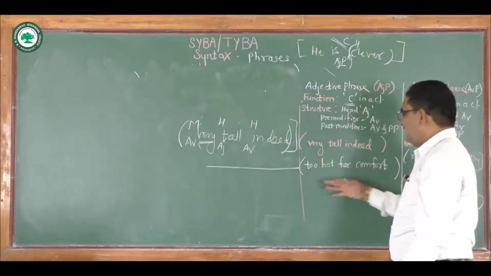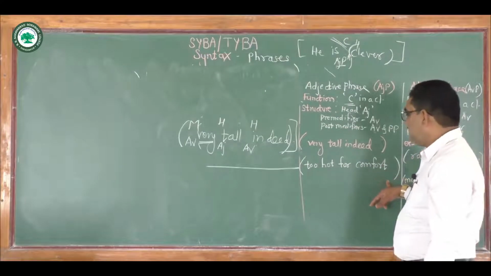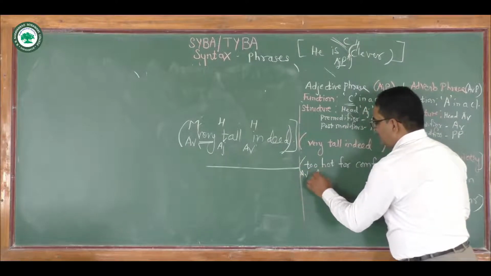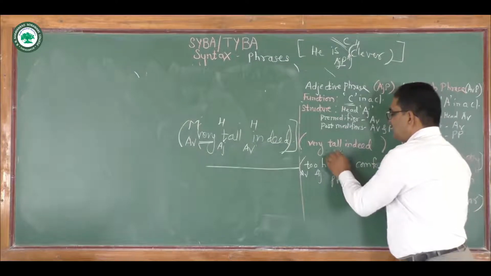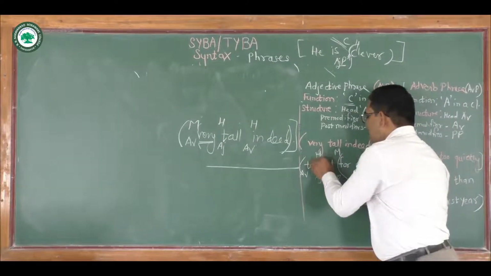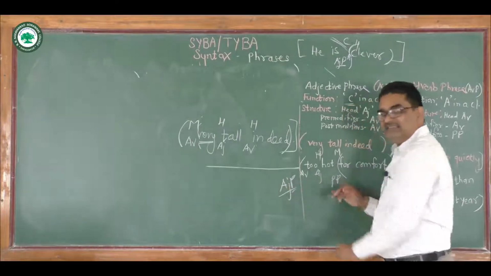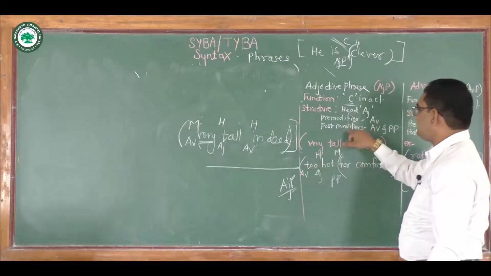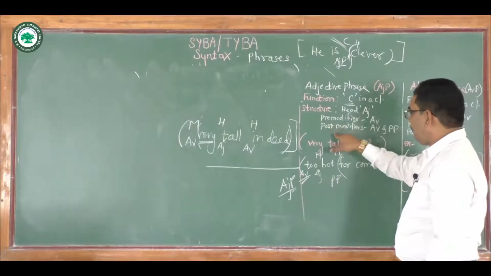Likewise, this second example, too hot for comfort. Here, too is an adverb. Hot is an adjective. For comfort is what? This is a prepositional phrase. What does it function as? It functions as a post modifier. What is the head word? The head word is an adjective. The phrase is an adjective phrase. So the pre-modifier, as I have told you, is an adverb. The post modifier is what?